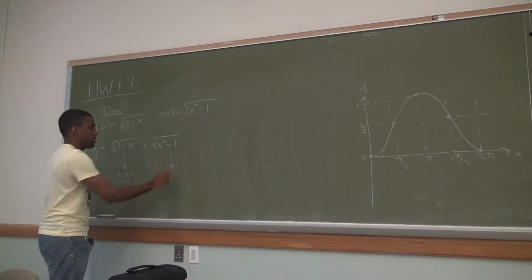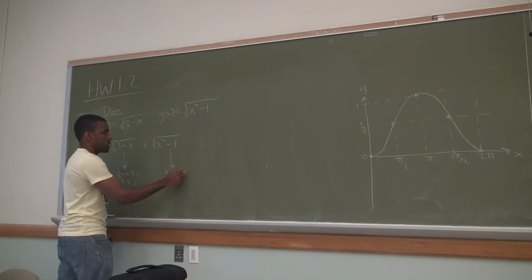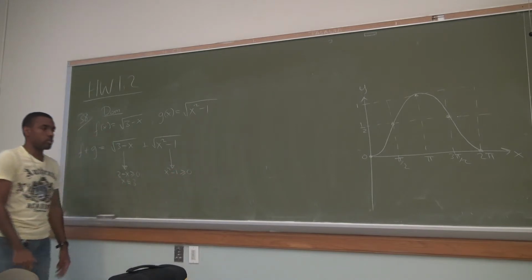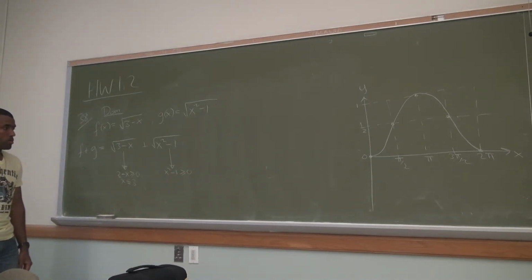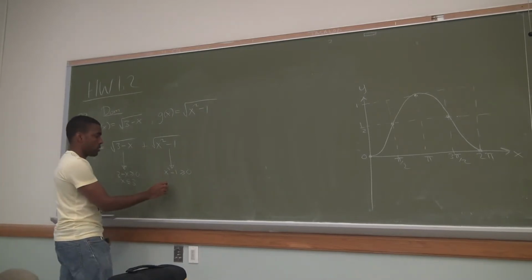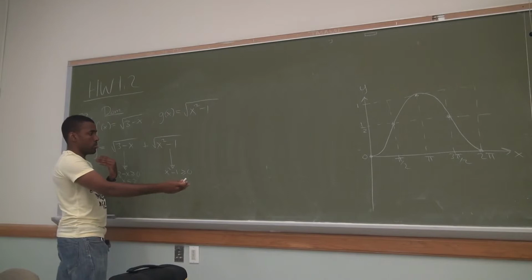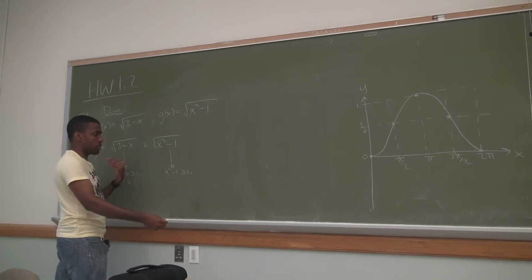What do you need here? x squared minus 1 has to be greater than or equal to 0, so what are the values where that happens? x has to be greater than or equal to 1 or less than or equal to negative 1.